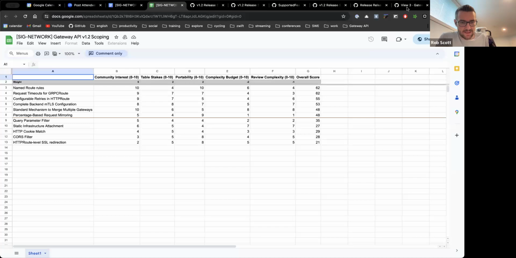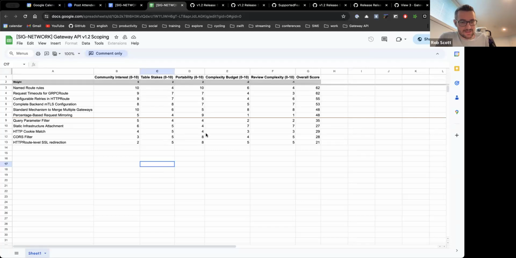There was a tie where one of the most heavily requested, merging gateways, tied with one of the less requested ones. And they were on very opposite ends of the spectrum. Merging gateways was seen as very, very complicated, but also very desired. And percentage-based request mirroring was very much not complicated and less desired. And so they ended up tying based on this weighting. So we let them both through, and hopefully we can get these in. But anyway, this is just trying to be transparent about how we landed with which gaps made it through.